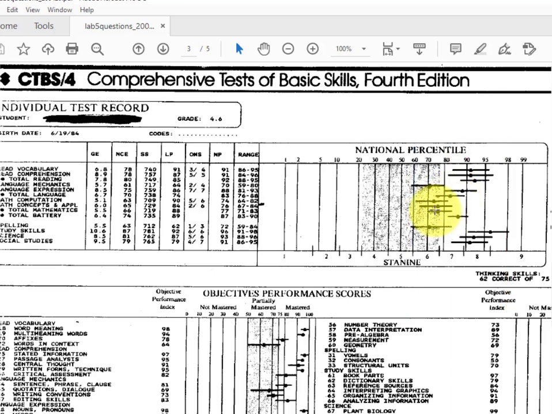So in summary, if the bands overlap, you cannot say that the student is better at one subject versus the other, or that they scored better on one test versus the other. If the bands do not overlap, then you can say that there is a distinguishable difference between the two levels of performance on those two subjects or on those two exams.